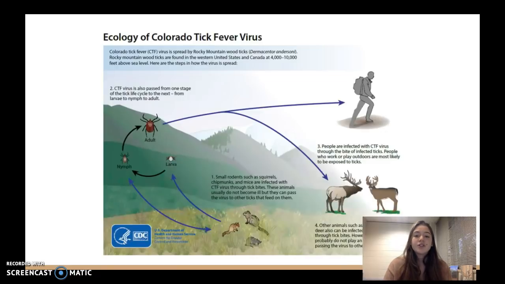So here's the ecology of the Colorado tick fever virus. As you can see, it shows a little life cycle of the Dermacentor andersoni, and they can infect humans as well as large animals like elk. And there's not really any information that shows if ticks who don't have the virus, when they come in contact with large animals that do, get the virus and can then go on to infect other humans. But we do know that that happens when small rodents are bit by ticks that already have the virus.